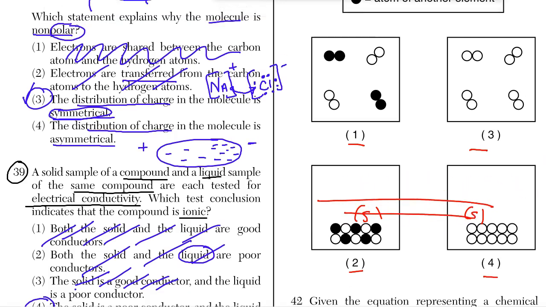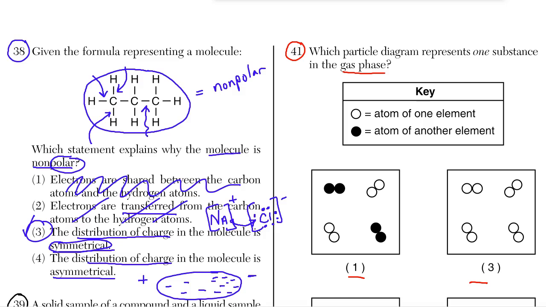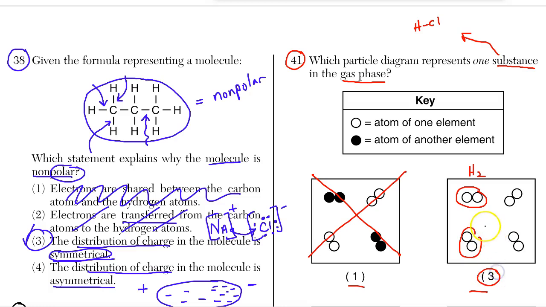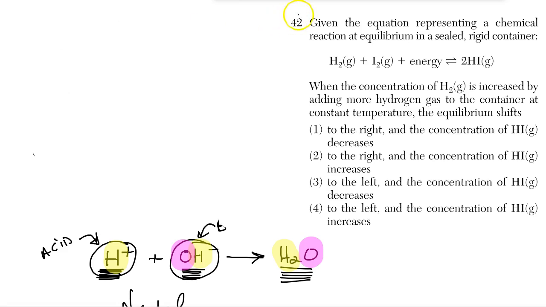Now we have to know a little bit about our classification of matter. What's a substance? A substance is either an element, which is the same element bonded to itself, diatomic, this could be hydrogen, or it could be a compound, two or more different elements like HCl. So if you notice, this would actually be a mixture of two substances, two elements. And we're not talking about a mixture, we just want one substance, and therefore 3 is the answer. Number 41 is 3. Okay, number 42.